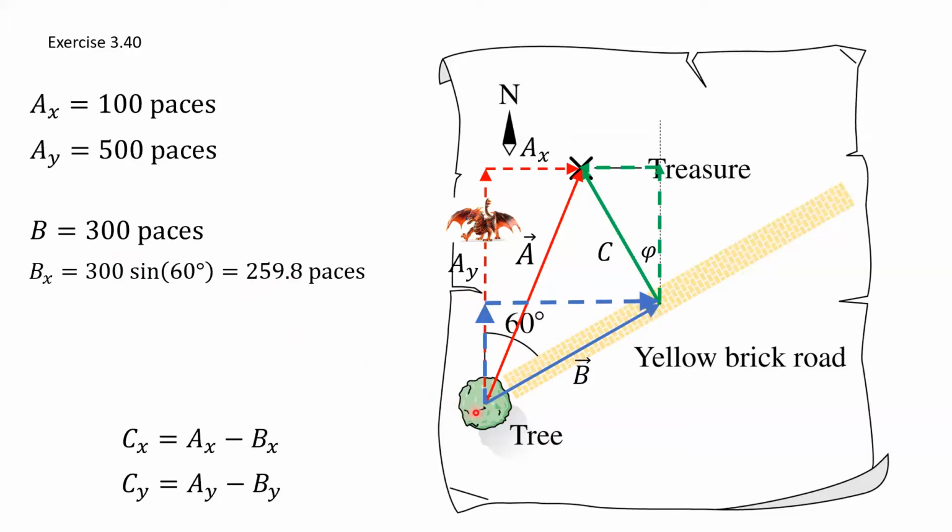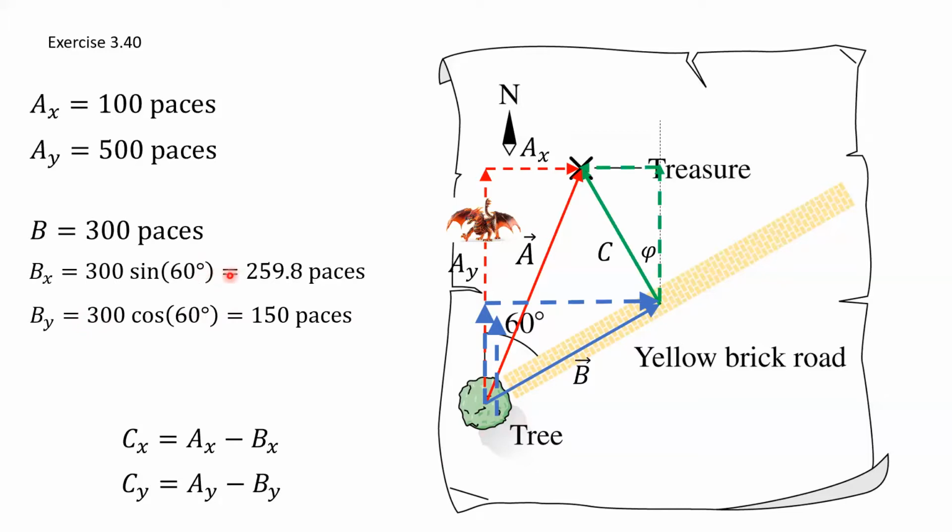How do we get the y component of displacement b down the brick road? Well, this side of the triangle is adjacent as far as this corner angle is concerned. So we take the hypotenuse, and we multiply by the cosine of 60 to get the adjacent side. Because that component points upwards, we know it should be a positive number. No need to put a minus sign out front.